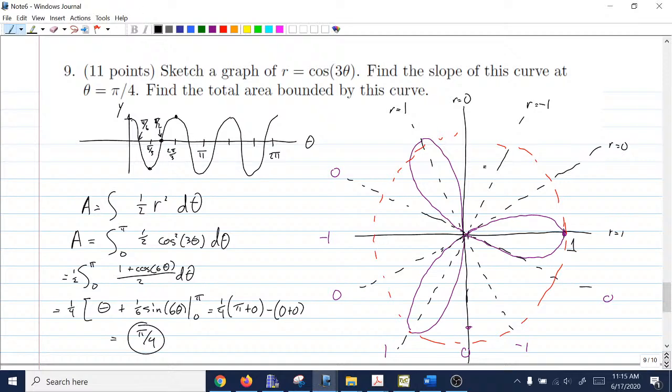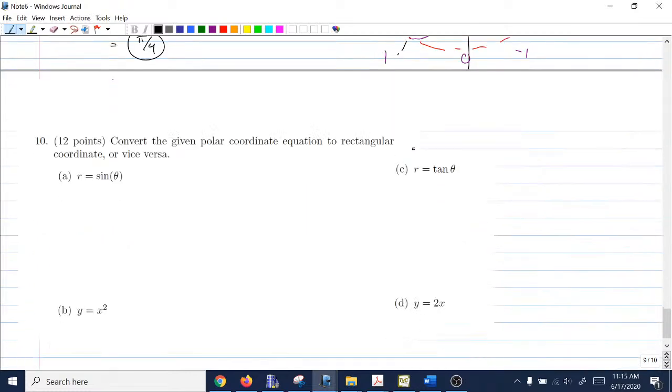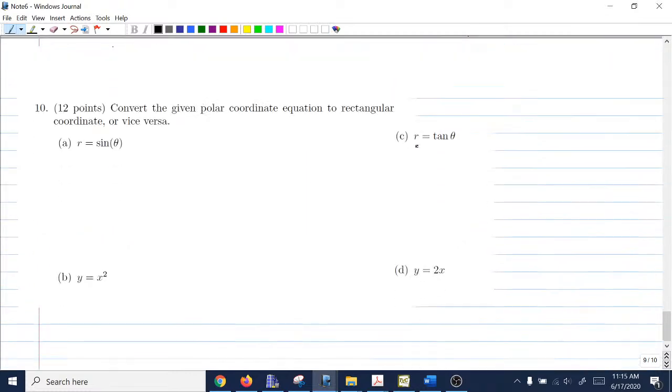Yeah, it seems reasonable. Convert these things from polar to rectangular or vice versa. r equals sine theta. Easy thing to do is multiply both sides by r. I get x squared plus y squared equals r sine theta, which is y.